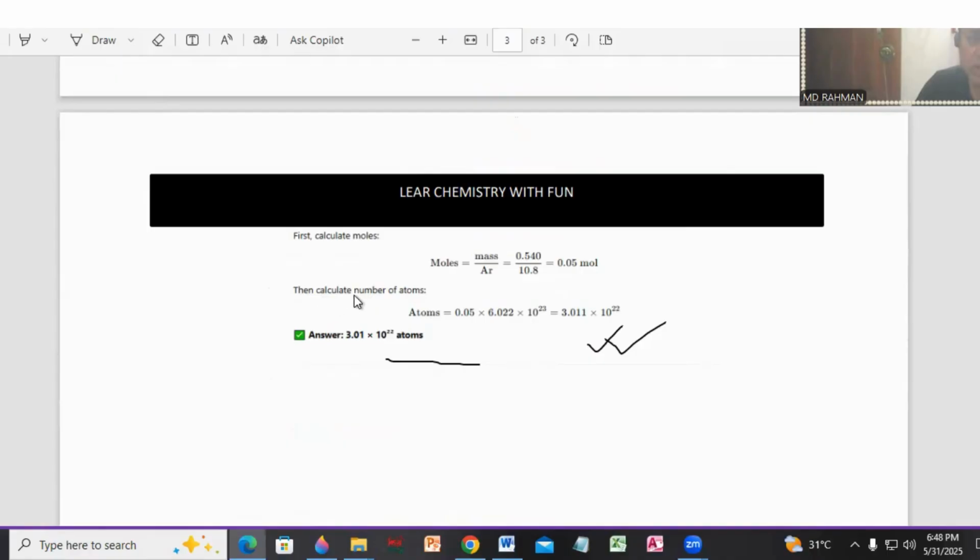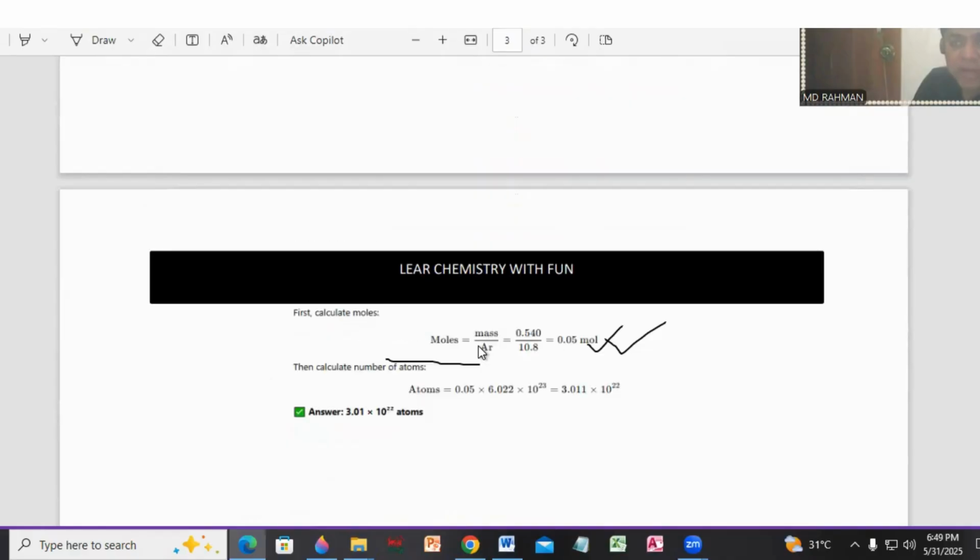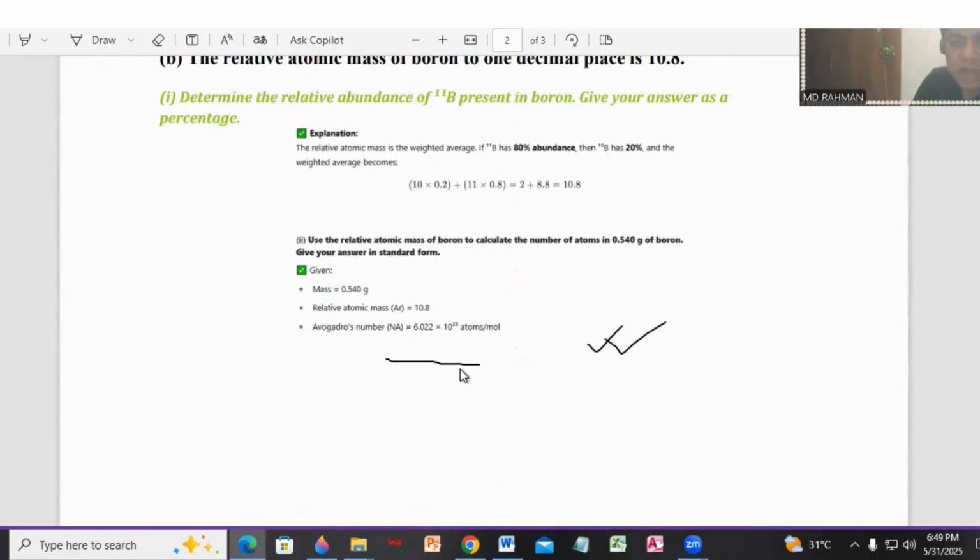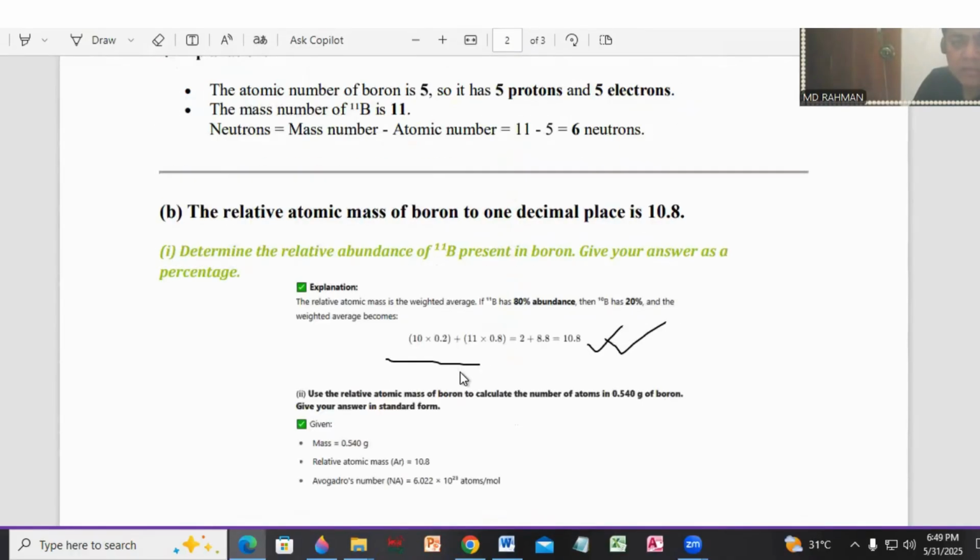Then we calculate the number of atoms. If you want to calculate the number of atoms, then atoms equal to the relative atomic mass times Avogadro's number. Then this one. So the answer is this one. So how many formulas have we used here? What was the question?